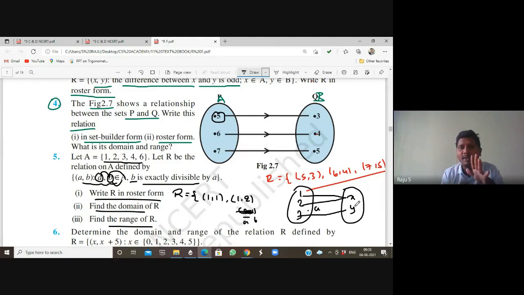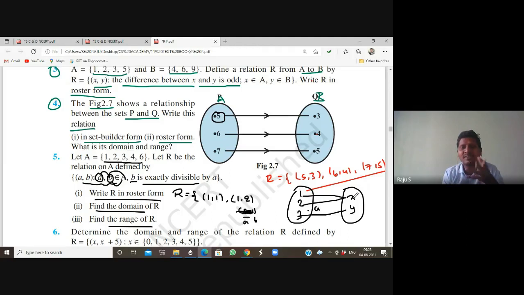No, because 1 and 2 have the same image. We can't say one-one. One-one means one element should have one image alone. But here, they are distinct images. See, 5 is mapping to 3, 6 is mapping to 4, 7 is mapping to 5. So distinct elements have distinct images, so this is a one-one function. But the second one is not one-one.